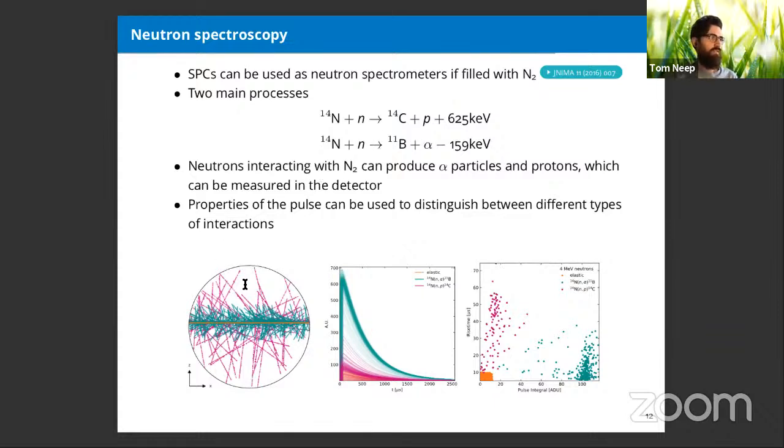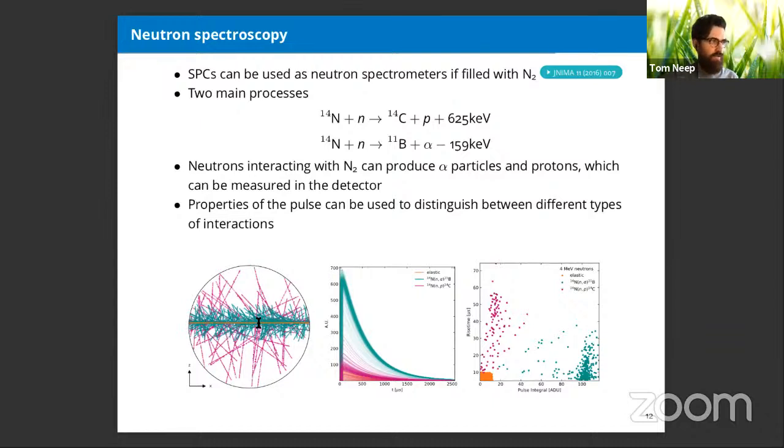So if you see at the bottom here, this is kind of a walkthrough of what's happening. On the left plot here, we have many events overlaid. Each event typically just has a single track in. Here we have a neutron beam coming in from the right, traveling along this orange line.